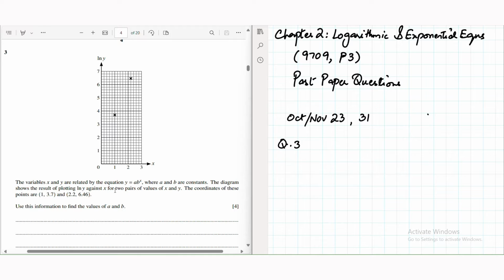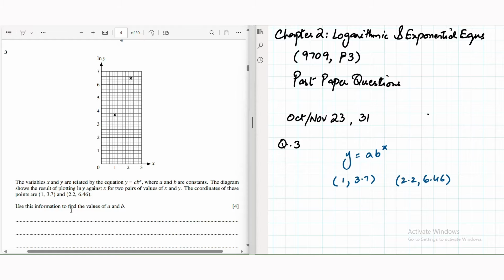Variables x and y are related by the equation y equals a b raised to power x. Notice that the power is only on the b, not on a. The diagram shows the result of plotting ln y against x for two pairs of values x and y. The coordinates of these points are 1, 3.7, and 2.2, 6.46. Use this information to find the values of a and b.